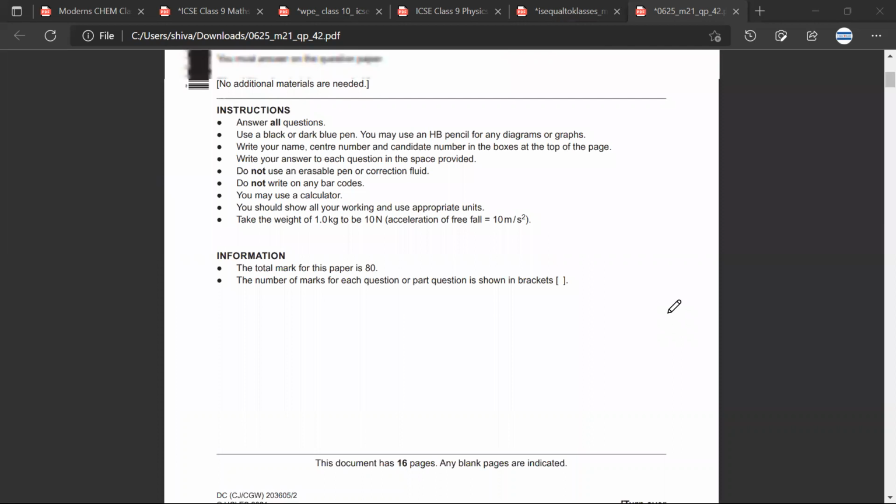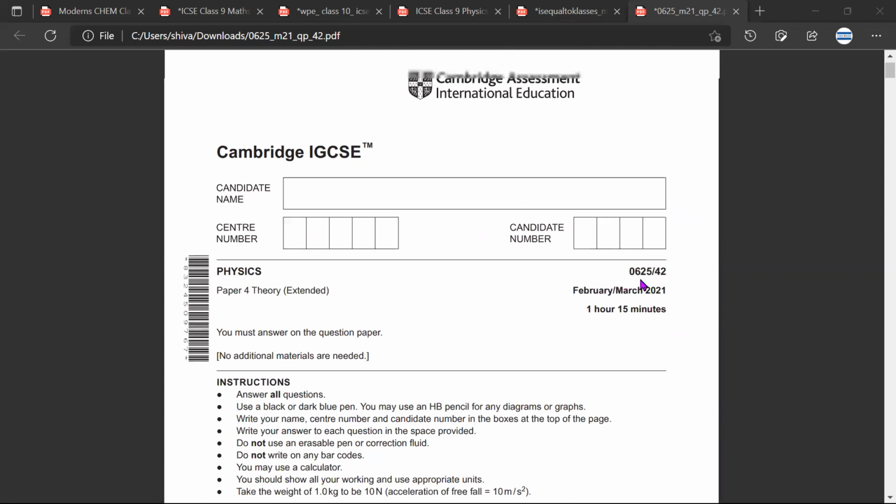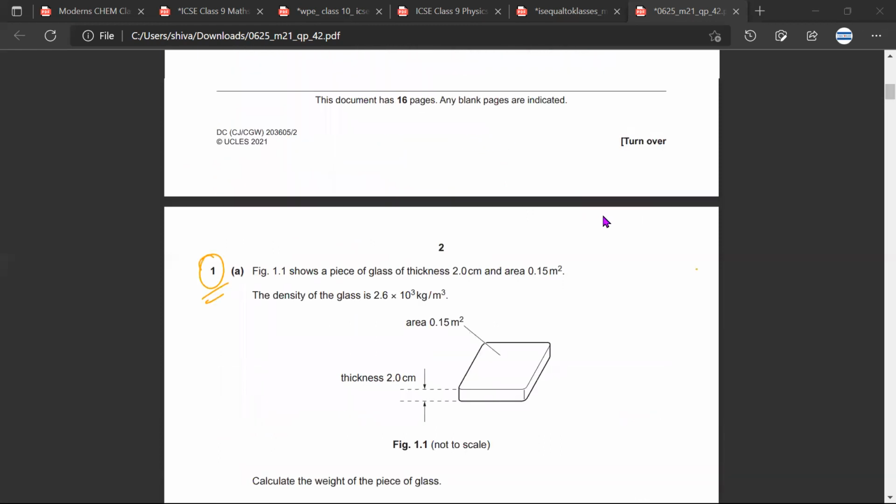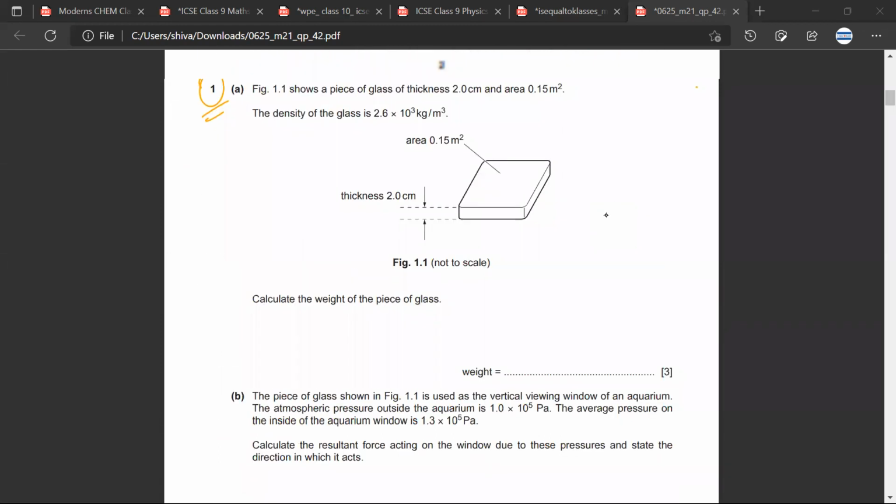Now if you see what they have mentioned is that take the weight of 1 kg to be 10 Newton. So acceleration of free fall is 10 meter per second square. So acceleration due to gravity they have told us to take as 10 meter per second square. Chris, is it making sense? Yes, sir. So that is why you need to look at the instructions which are given to you. So here you will find that the g has to be taken to be 10.